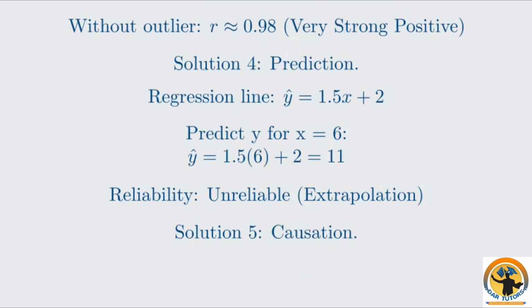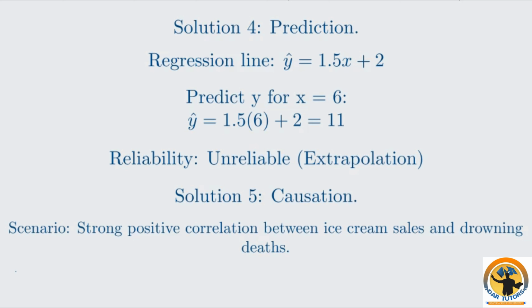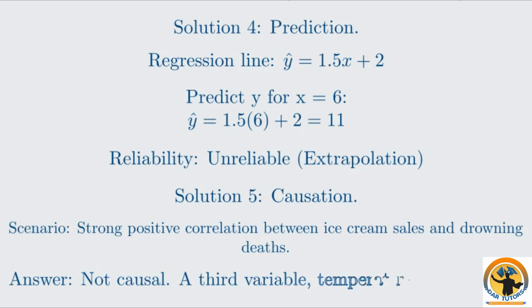For question 5, the strong positive correlation between ice cream sales and drowning deaths is not causal. The underlying cause for both is a third variable, temperature. As temperature rises, more people buy ice cream and more people go swimming, increasing the risk of drowning.